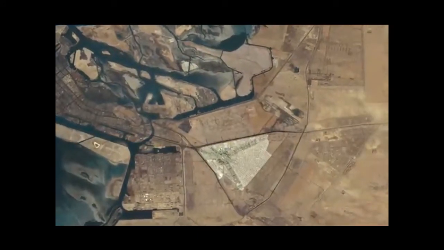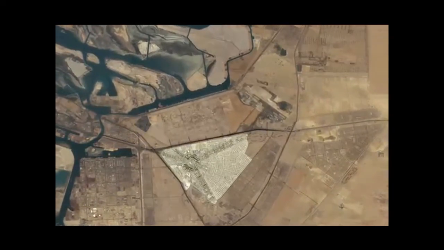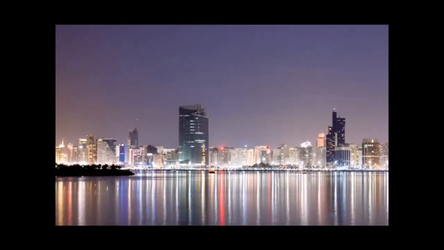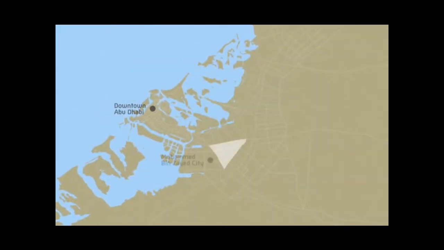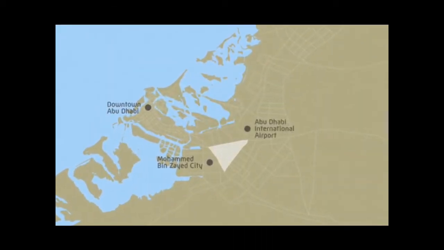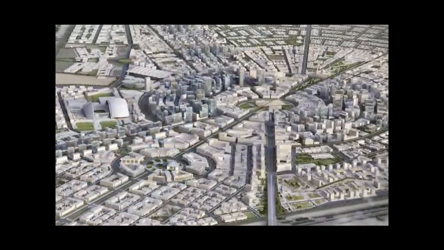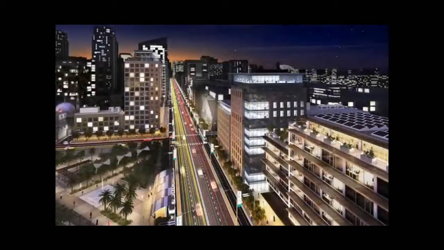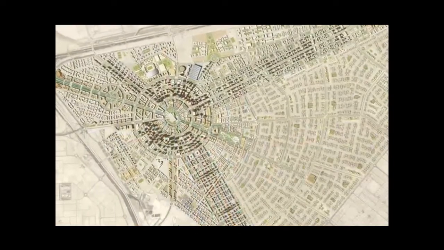The capital city district is a key project of Abu Dhabi Plan 2030, a monumental planning initiative envisaged by the late Sheikh Zayed bin Sultan Al Nahyan to guide the ongoing evolution of Abu Dhabi as a global capital city. Located between Mohammed bin Zayed City and Abu Dhabi International Airport, the capital city district will serve as a second downtown for Abu Dhabi and be home to 370,000 residents.